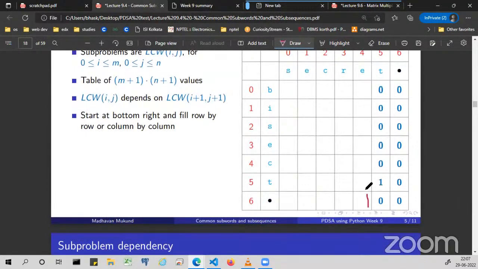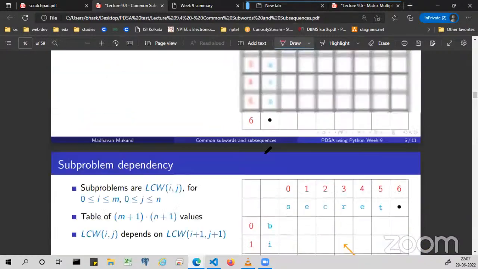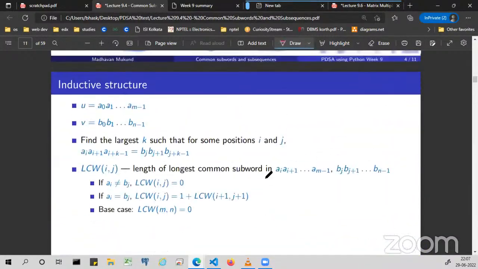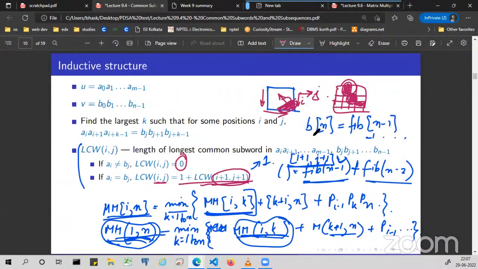Like here, we would move like this, and then like this. That is, the effective result would be something like this. We move in this direction and go through all of this. So that was the broad idea. But now let's discuss this LCW thing, how this is actually happening.